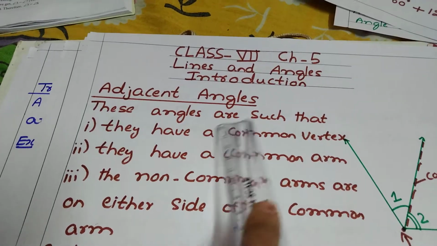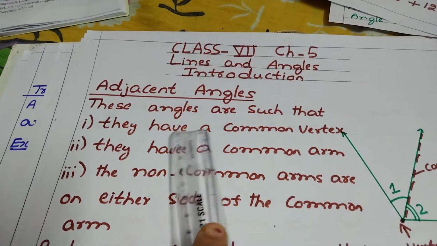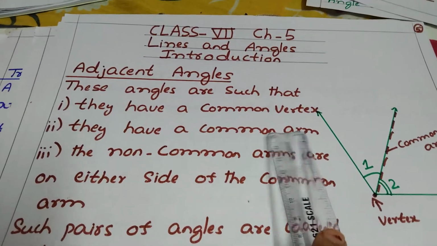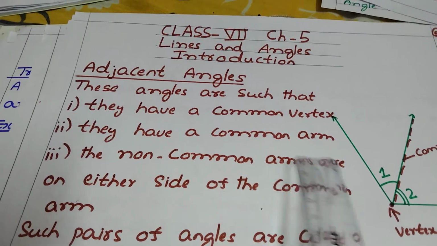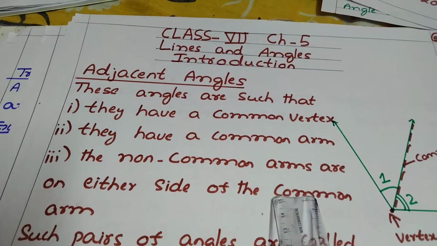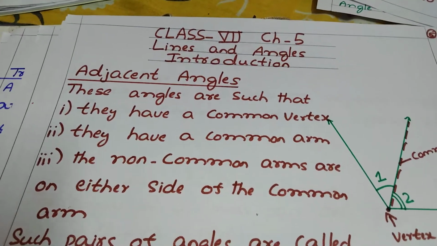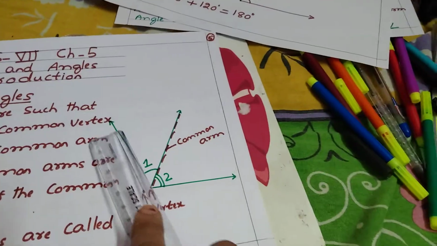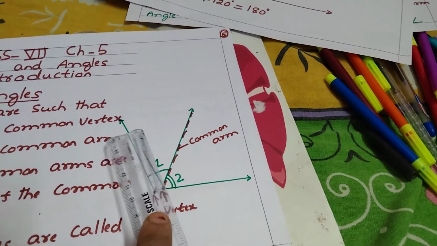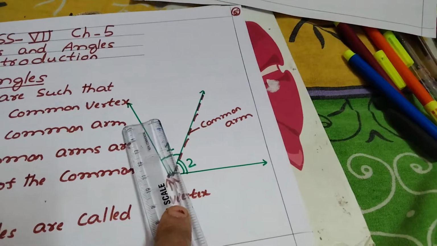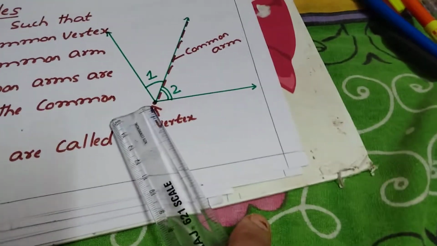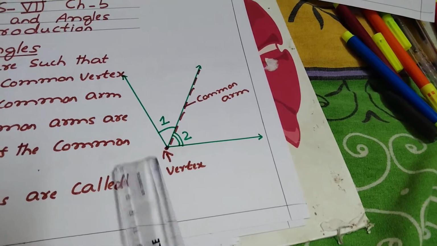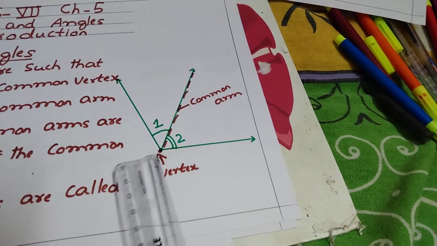These angles are such that they have a common vertex. They have a common arm. The non-common arms are on either side of the common arm. Such pairs of angles are called adjacent angles. See here, two angles are there. This is a point where the two angles intersect, and that point is called the vertex.